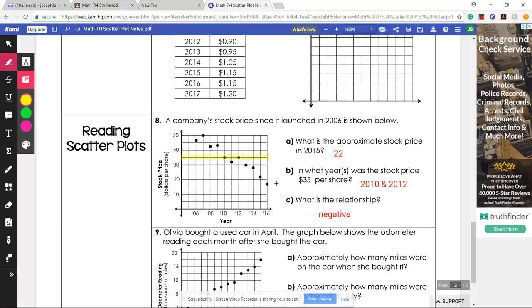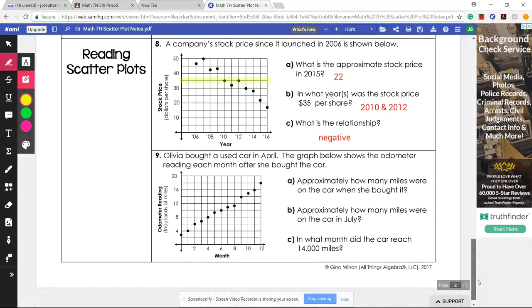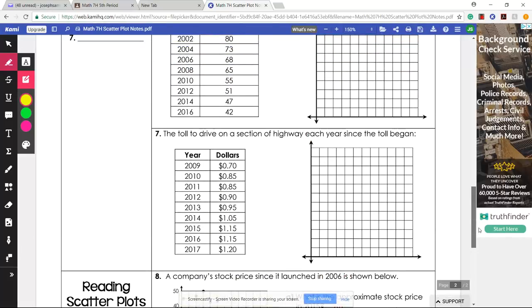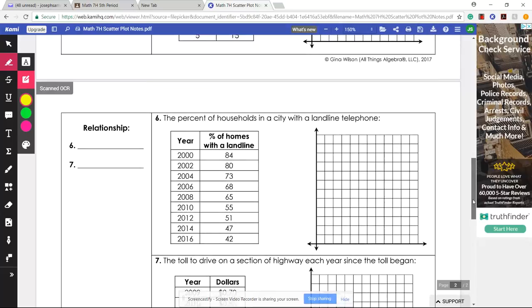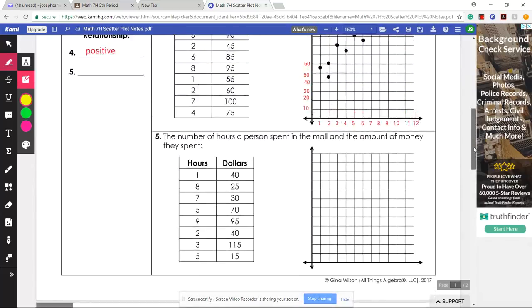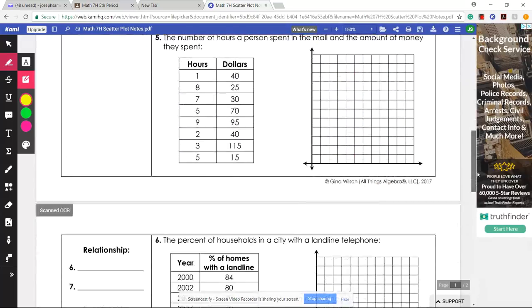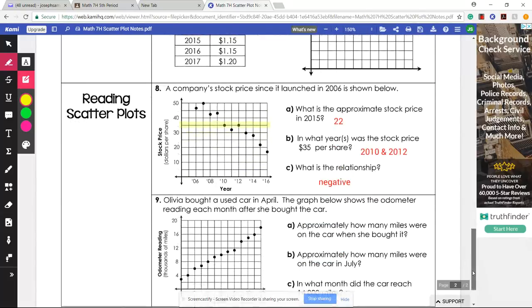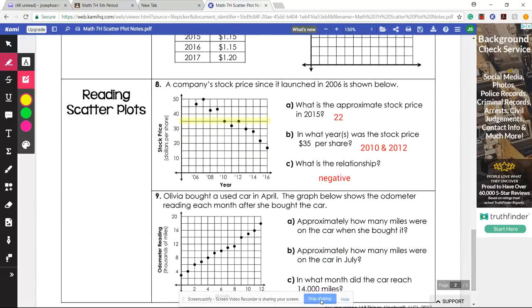Okay. So you guys are going to complete the rest of these problems. So you're going to do number 9, 7, 6, and 5. So that's 5 problems that you all are going to be completing. Please make sure that you complete them, have them ready. We're going to discuss them in class.